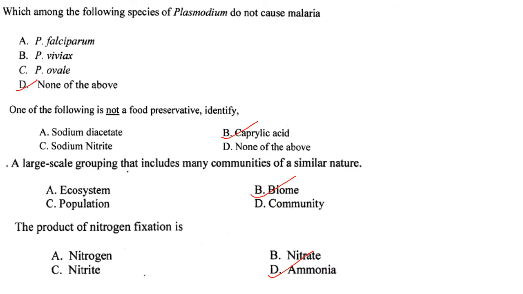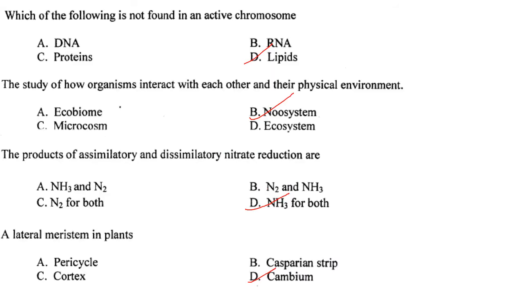Answer is option B. A large scale grouping that includes many communities of a similar nature. So it is called as the biome. It's a large scale which include many communities, and the communities are of similar nature, so it is a biome. The product of nitrogen fixation, it is ammonia. Ammonia is the product of nitrogen fixation. Answer is option. Then next one.